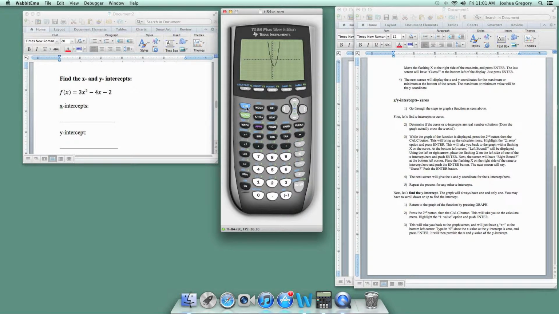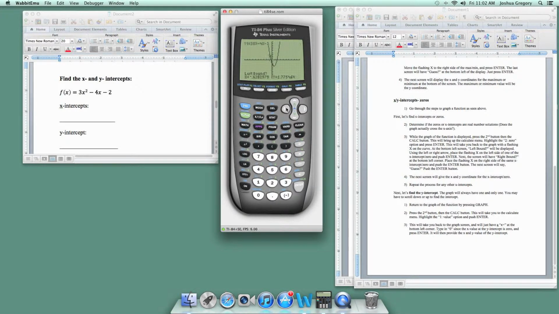So what we want to do is push second calc, just like our max and min, and we're going to go down to zeros. As you recall, we've talked about this plenty, that our x-intercepts are the same thing as zeros, same thing as roots. They're just called different things at different times. So in this case, we're going to call them zeros. So go down to 0 and push enter.